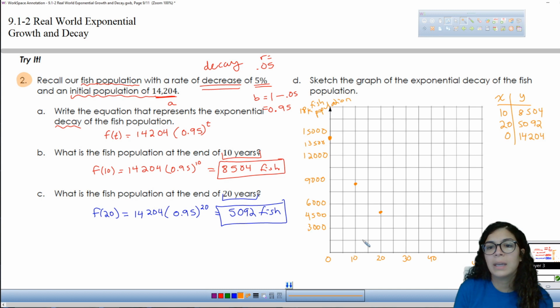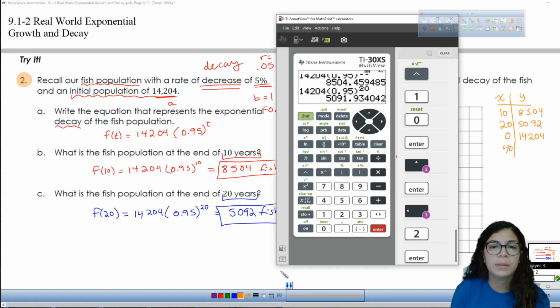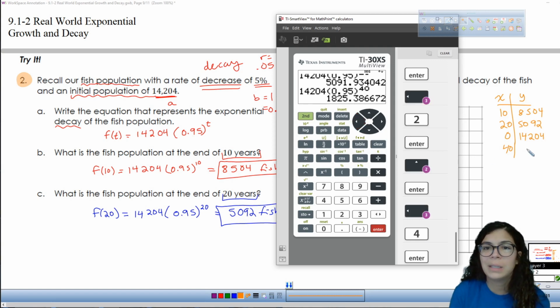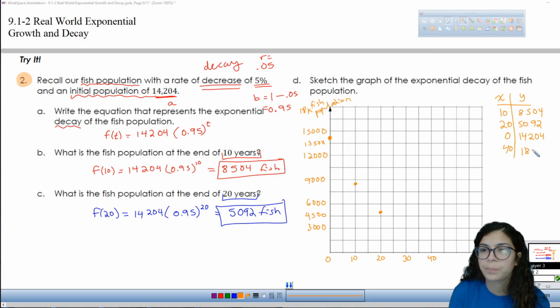Okay, and if I wanted to be a little bit more precise, we could go ahead and add one more point. Let's go ahead and find what the output is when the input is 40. So at 40 years, how many fish do we have? And that's 1,825. So at 40 years, we have 1,825. Remember, this was 1,500, so it's just a little over that.